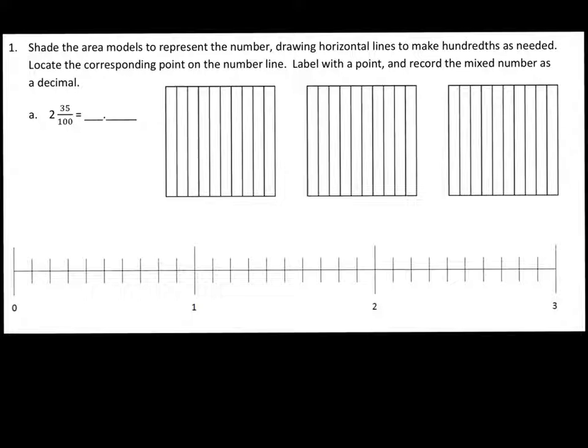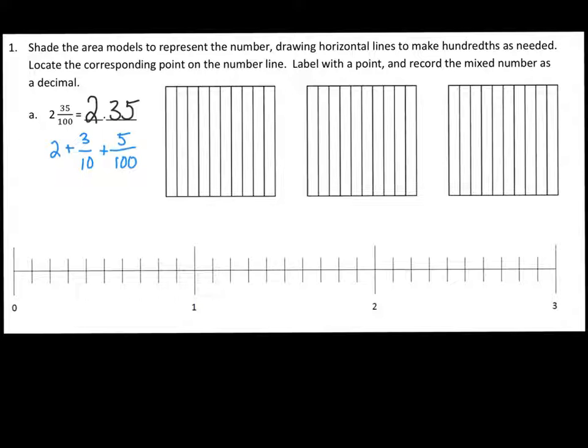So that would look like 2 wholes and 35 hundredths. The 5's in the hundredths place. So basically, if we wanted to make this an expanded form, we could say 2 wholes plus the 3/10 because the 3's in the tenths place, and then plus the 5, which is in the hundredths place. All right, so how's that going to look when we make this into our area models?